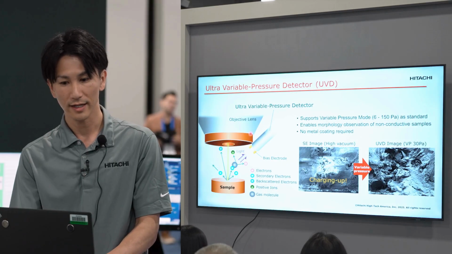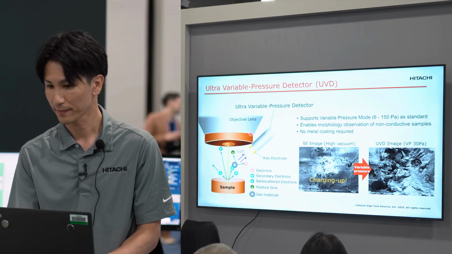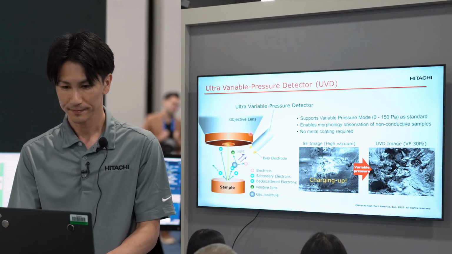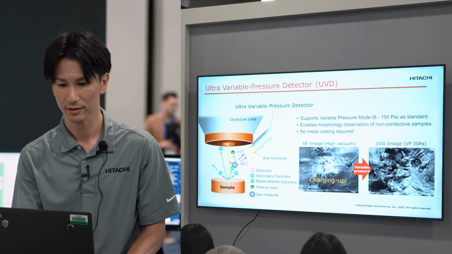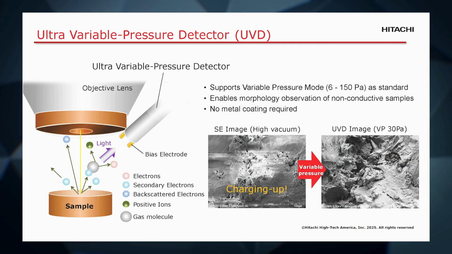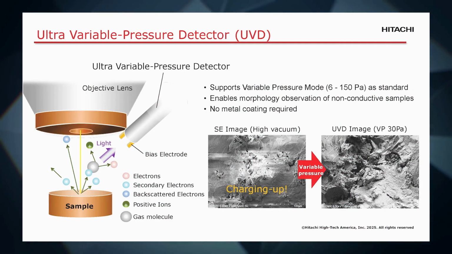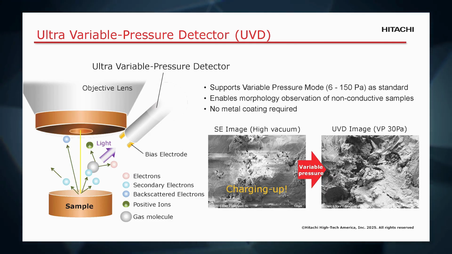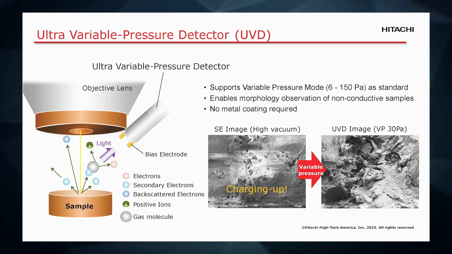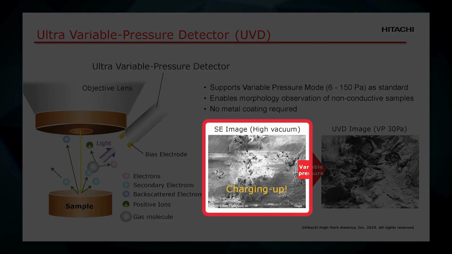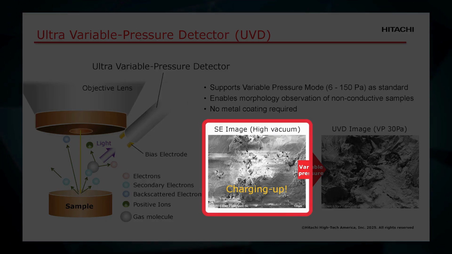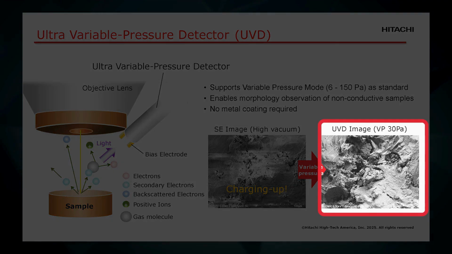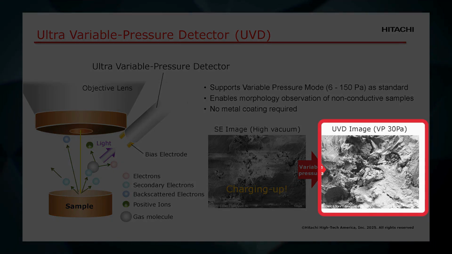So UVD allows SE imaging of non-conductive samples under variable pressure mode. In this mode, gas molecules are introduced into the chamber, and these molecules generate positive ions, which help neutralize surface charge. This means we can observe non-conductive samples without metal coating. So on the right, you can see the image comparison. The SE image in high vacuum mode shows strong charging, but the UVD image gives a clear surface structure.